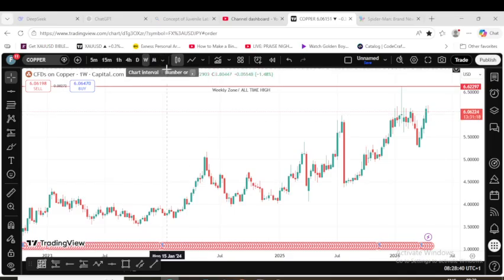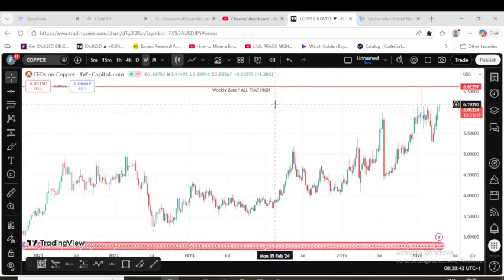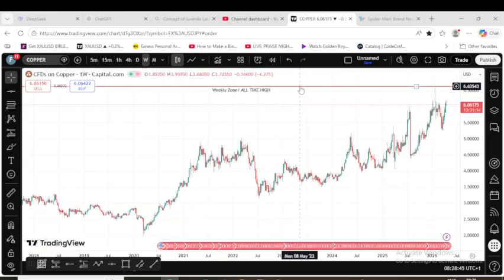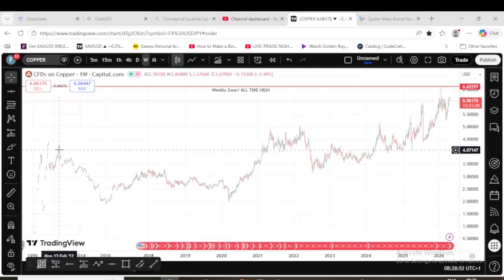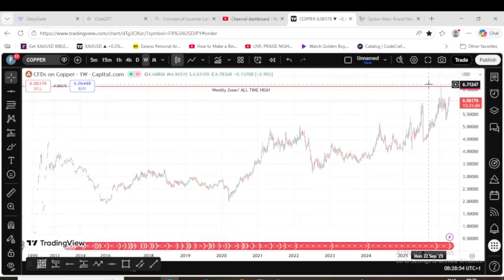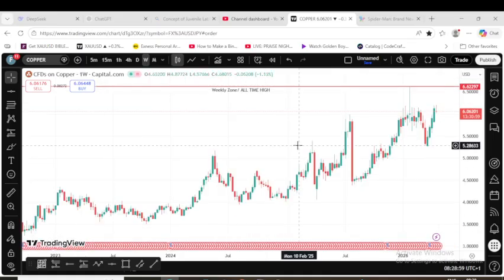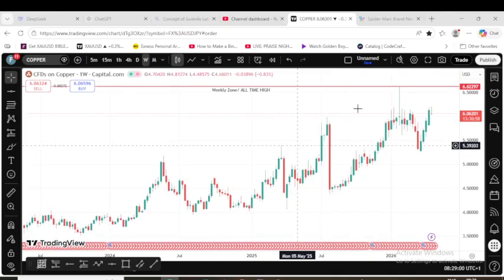We're going to start by identifying our zones. Our all-time high is the highest point that price has reached, as far back as we can see. Even zooming out like this, from as far back as 2012, the price of copper has not gone as high as $6.6, except in recent times.